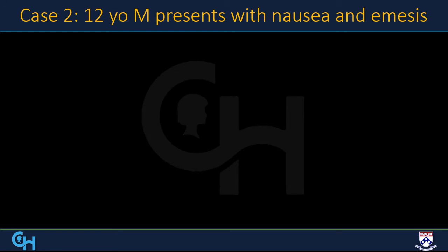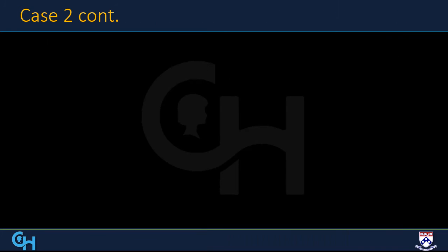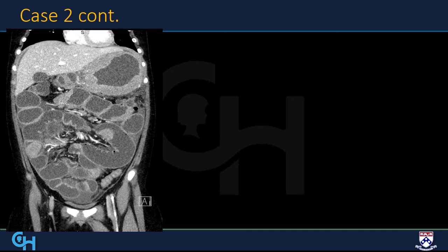Case 2, this is a 12-year-old male who presents with nausea and emesis. Supine and upright x-rays were performed, which demonstrate multiple air-fluid levels concerning for small bowel obstruction. There's also this calcification within the right hemiabdomen. Due to the concern for small bowel obstruction, cross-sectional imaging was recommended and a CT was performed with IV contrast, which demonstrates, obviously, a small bowel obstruction as well as profound gastric mural thickening, in addition to multiple soft tissue lesions throughout the small bowel.